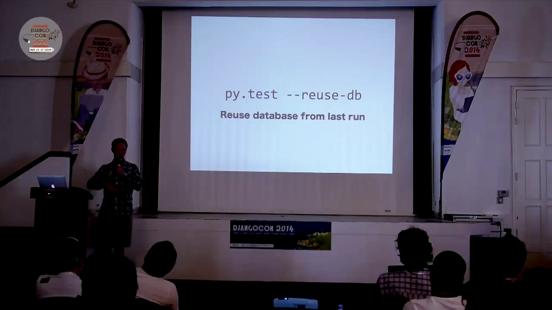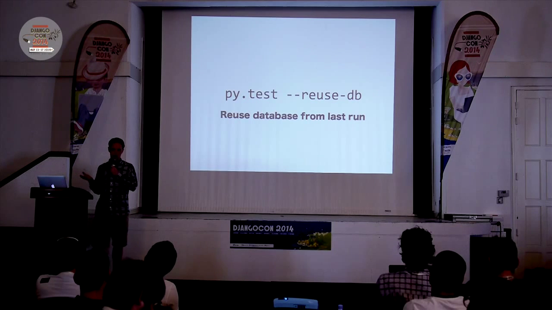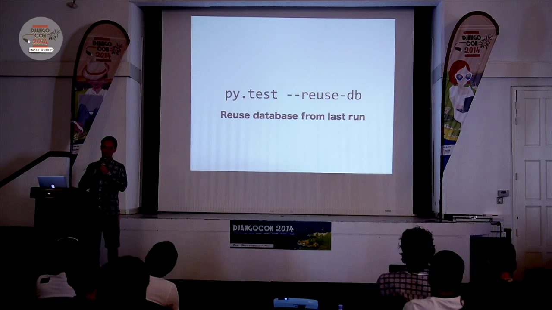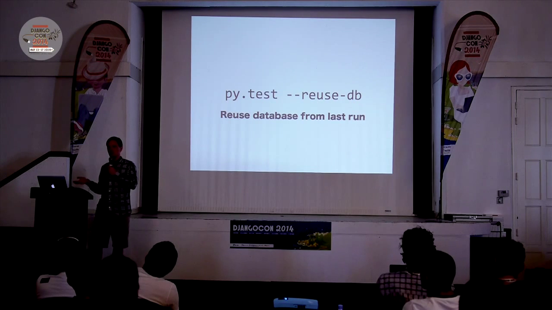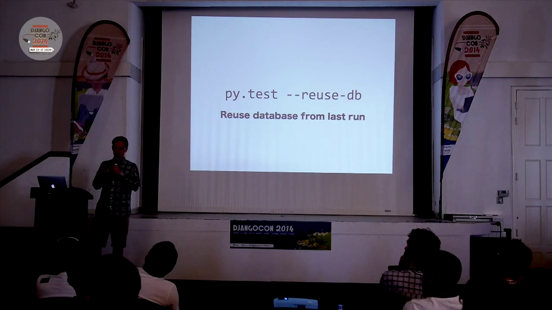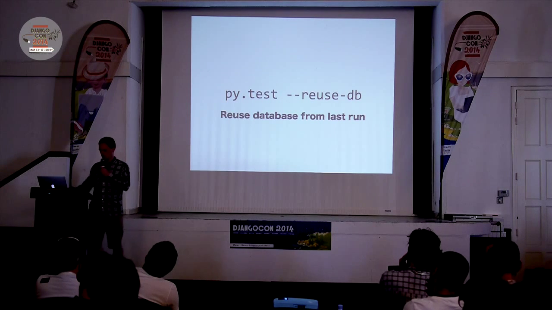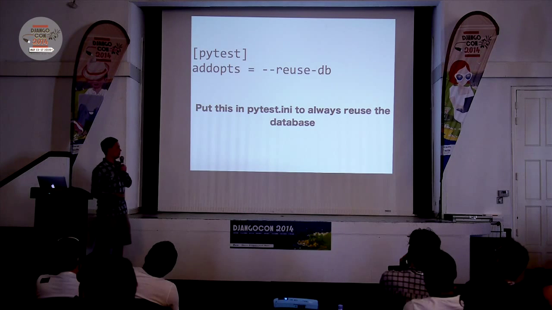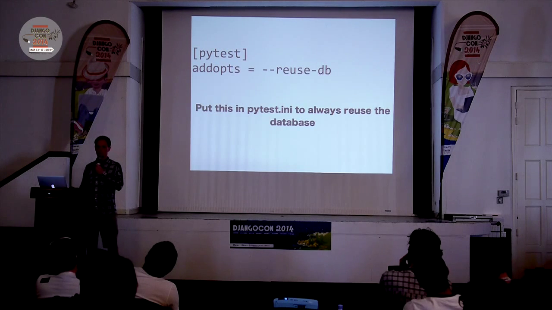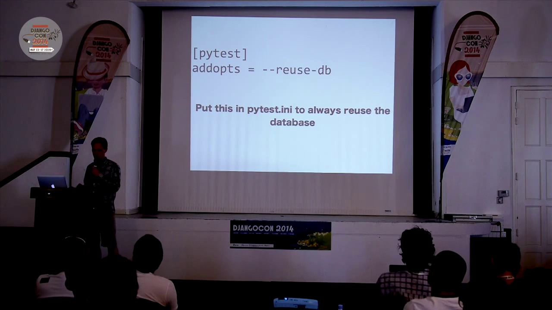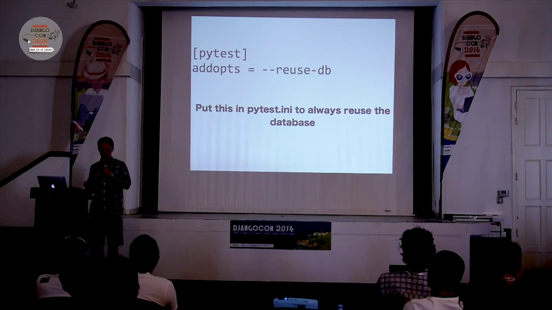So what we can do instead is to reuse the database. Instead of destroying it after the test run, we just leave it there. And then for the next test run, if the database already exists, we just connect to it and reuse it. Very easy. If you use that a lot, you can put this in the configuration file and it will be used all the time. I find that very convenient.